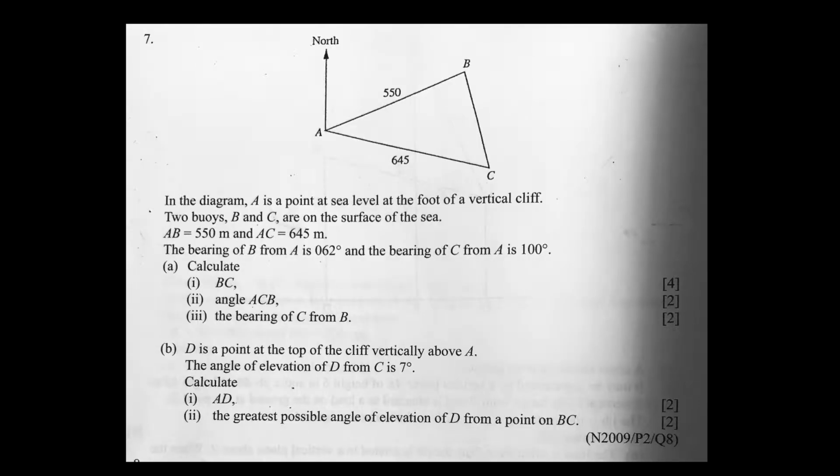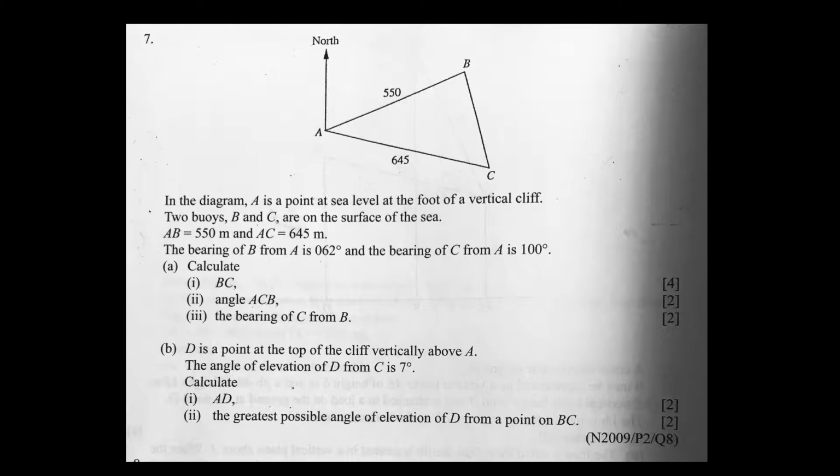In the diagram, A is a point at sea level at the foot of a vertical cliff. Two buoys, B and C, are on the surface of the sea. AB is 550 meters and AC is 645 meters. The bearing of B from A is 62 degrees and the bearing of C from A is 100 degrees.